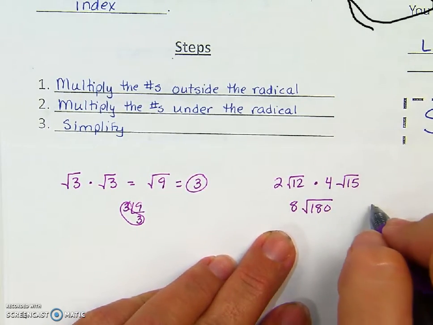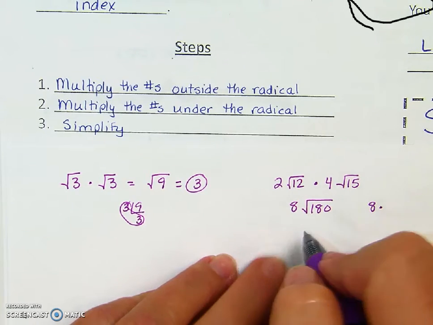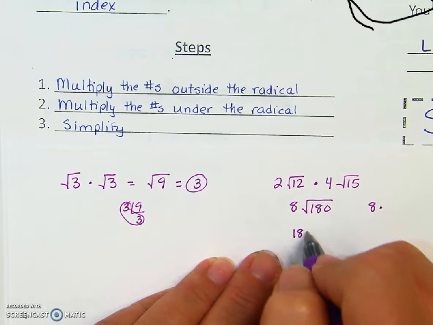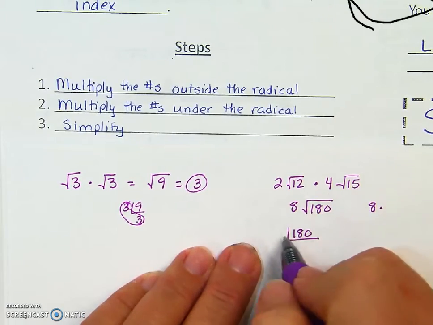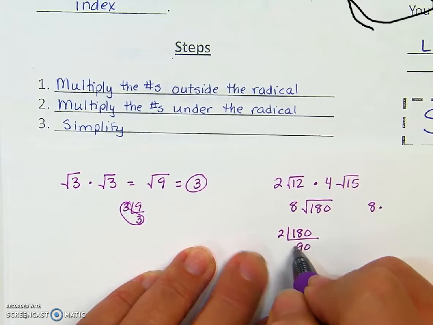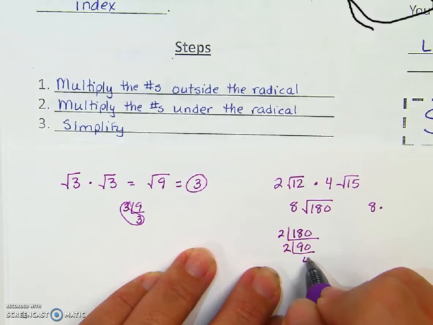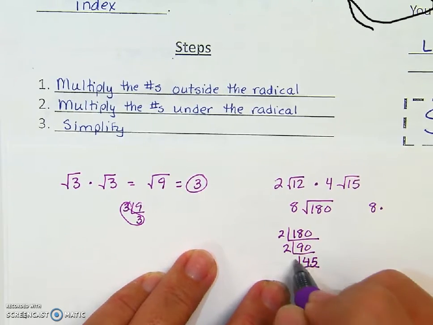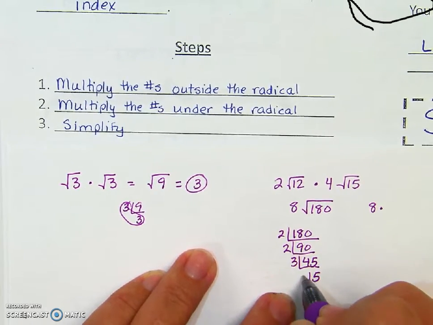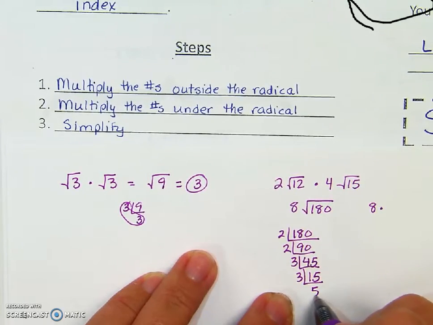We have a number on the outside, so we bring it over, and then we have to break down this into the prime factorization. So 2 goes in there 90. 2 will go in there 45 times. 2 won't go in there, but 3 will 15 times. And then 3 goes in here 5 times.